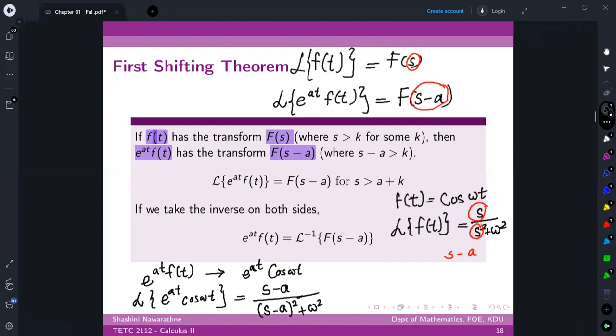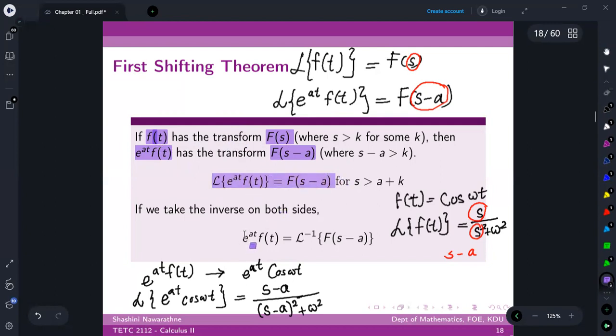So this is the process that we use when we are applying the first shifting theorem. If you are asked to state the first shifting theorem, you need to express it as: if the function f of t has the Laplace transform capital F of s, then the Laplace transform of e to the power at times f of t is equal to capital F of s minus a. So this is the way of stating the theorem.